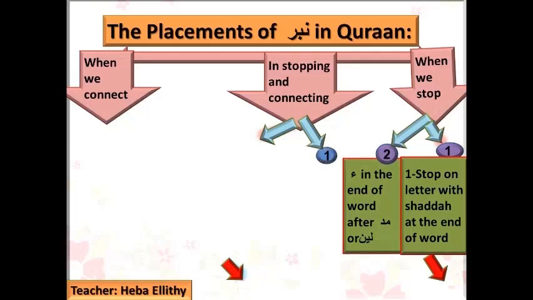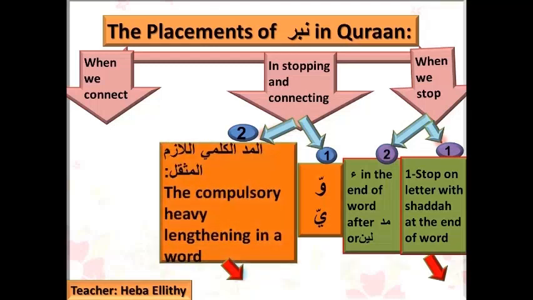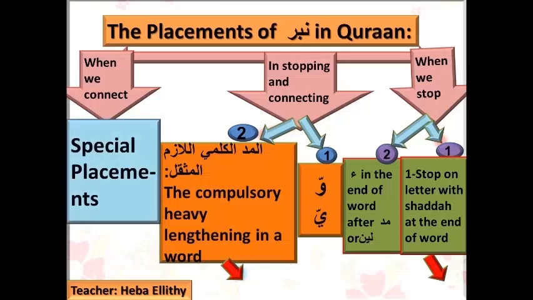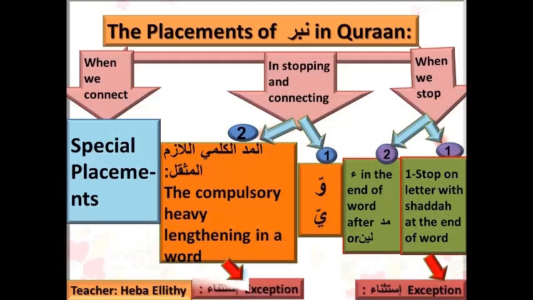When we stop or connect, we have another 2 cases: in the waw and ya with shaddah, or in المد الكلمي اللازم المثقل, the compulsory heavy lengthening in a word, and we have an exception for this case too. So we have an exception when we stop and have shadda in the last letter, and we have an exception when we have مد كلمي مثقل too. Last case, when we connect and we have special placements for this. We have an exception here and we have an exception here.